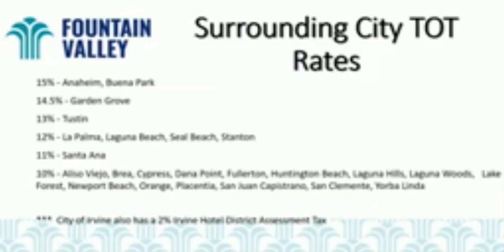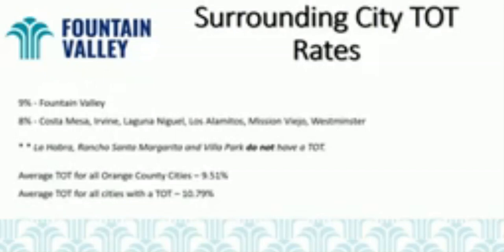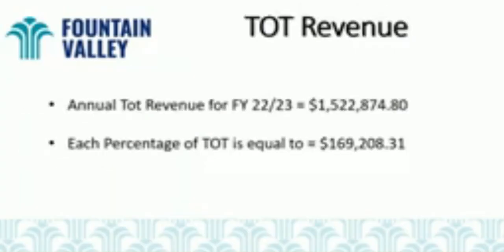8% transient occupancy tax. If we were looking at the totals, there's 3 cities that don't have a transient occupancy tax. That's La Habra, Rancho Santa Margarita, and Villa Park. So if we were to average all of those, including those 3 that don't have a transient occupancy tax, the average is 9.51%. If we remove those 3 cities, then the average goes up to 10.79%. And as you can see, our current TOT rate is 9%.